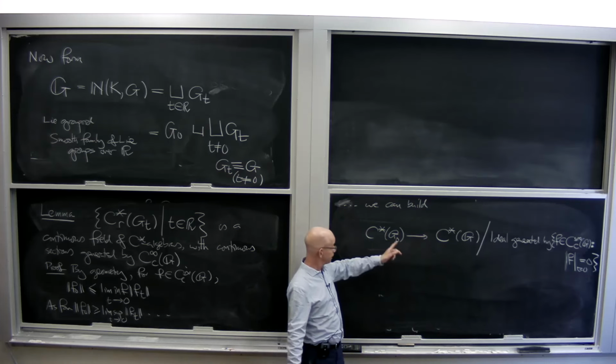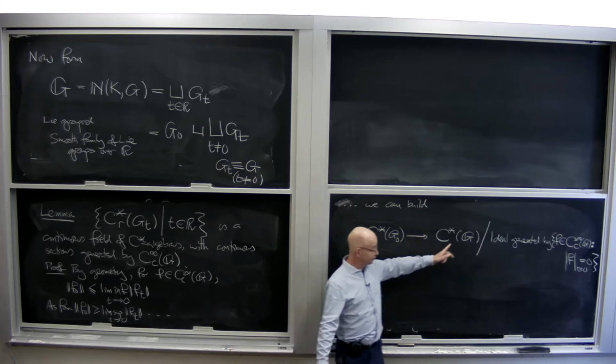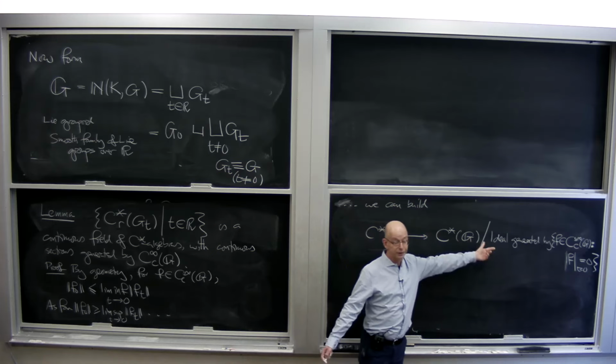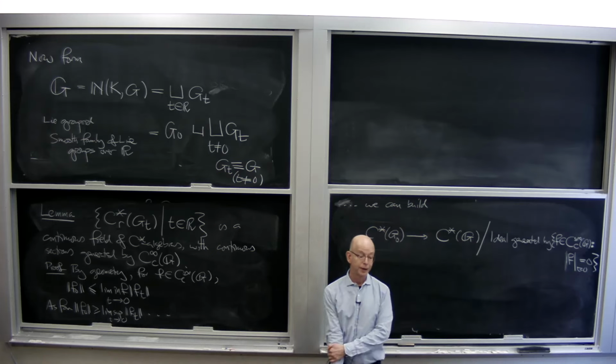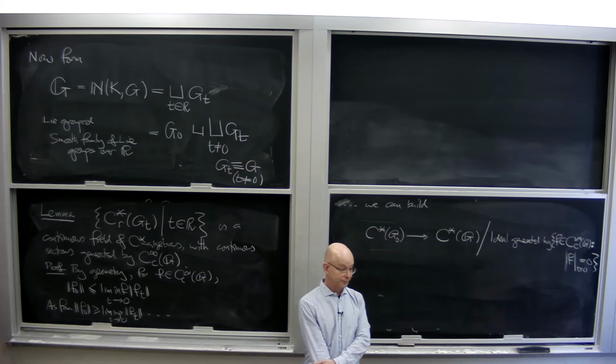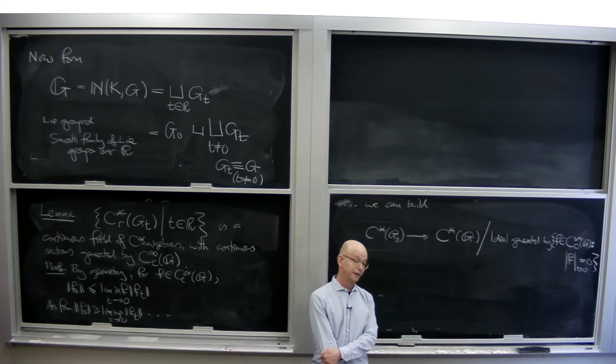The recipe for this map is you take a smooth compactly supported function on G0, you extend it to a smooth compactly supported function on G, and that's it. You study the class in the quotient C-star algebra. And by the universality of the max C-star algebra, that map, which was defined on C_c^∞ of G, extends to the max C-star algebra. It's not for free that you get some extension.